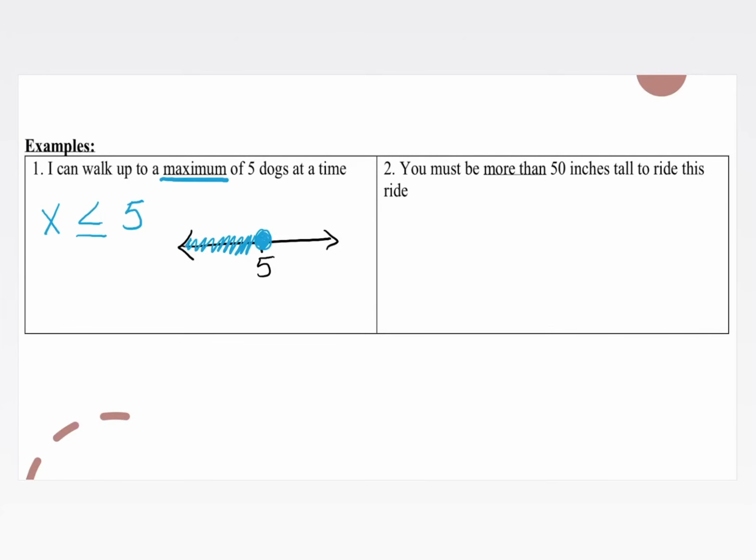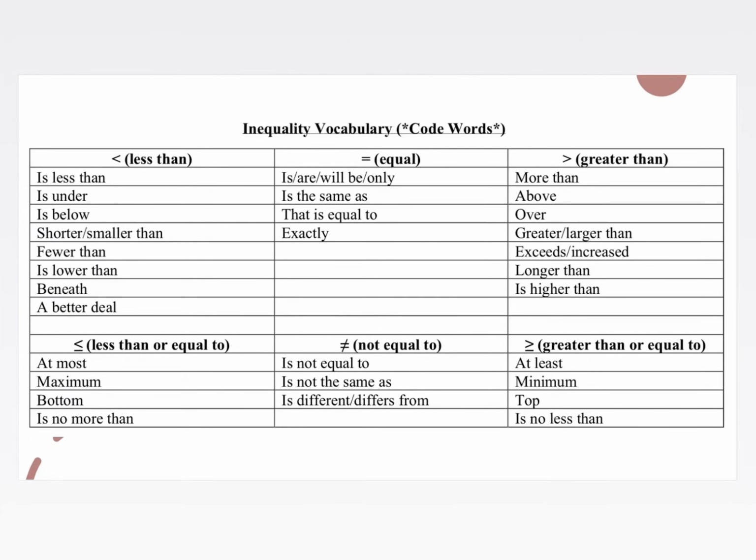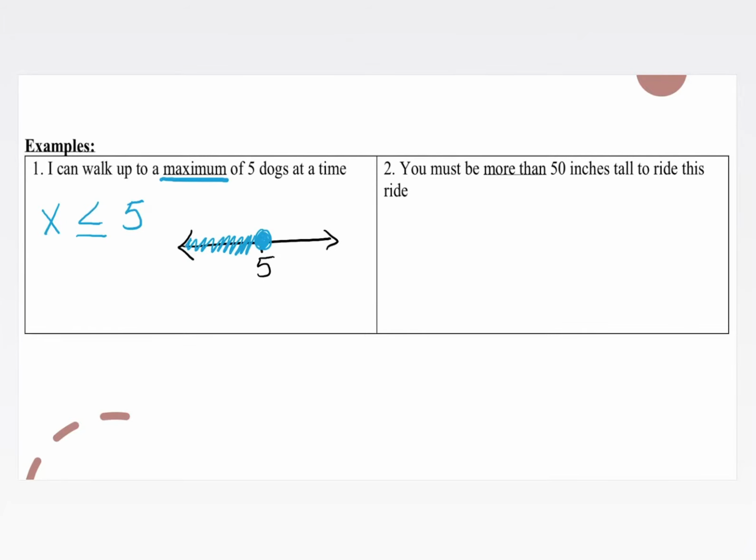And if we think back to our chart, we see maximum right here. You don't need to memorize the table, but it can come in handy when we're doing word problems such as this. Now, another way that I can rewrite this inequality would be if 5 is greater than or equal to x.